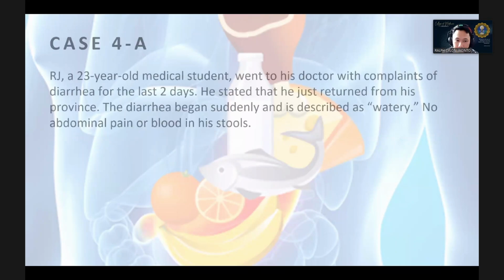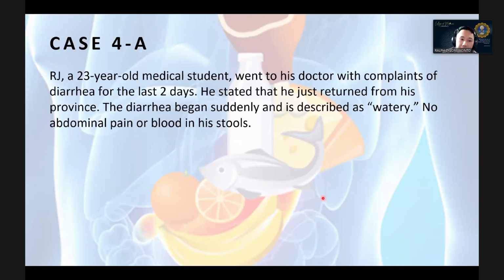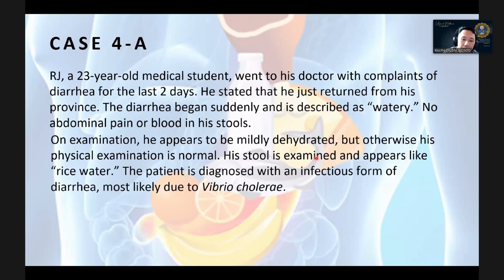So last case. Still RJ. He went to his doctor because he had diarrhea for the last 2 days. He stated that he just returned from his province and that the diarrhea began suddenly and is described as watery, with no abdominal pain or blood in his stools. On examination, he appears dehydrated and his stool looks like rice water. The patient is diagnosed with an infectious form of diarrhea, most likely due to Vibrio cholerae, so cholera. Okay. So I have a question here.